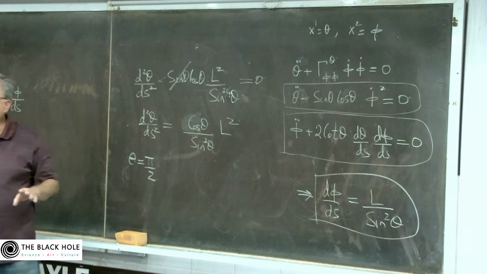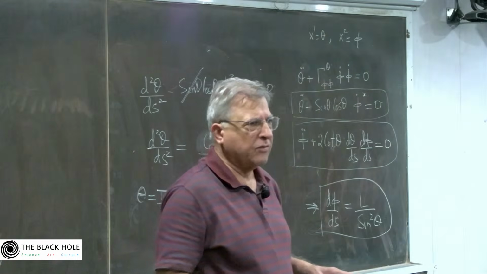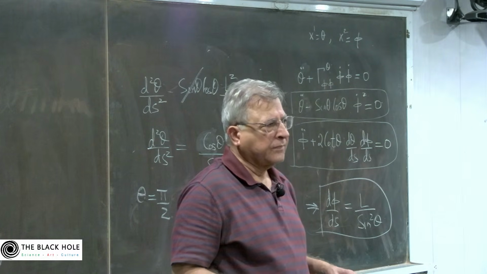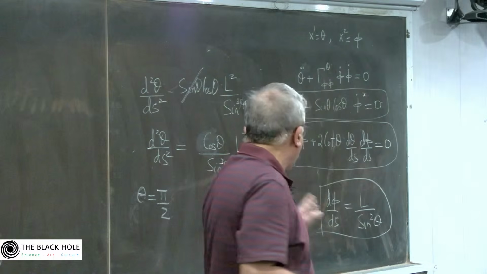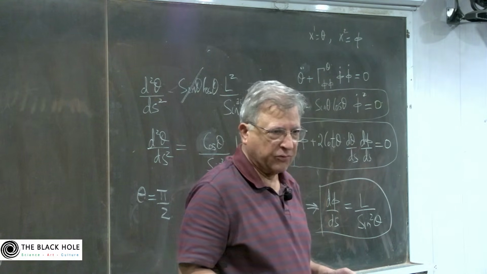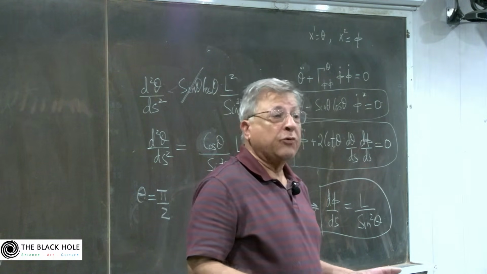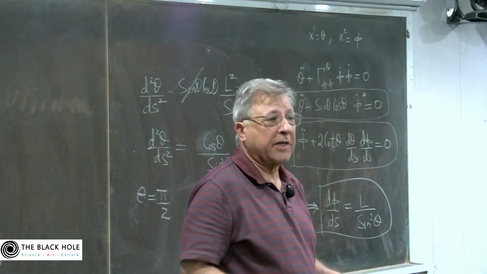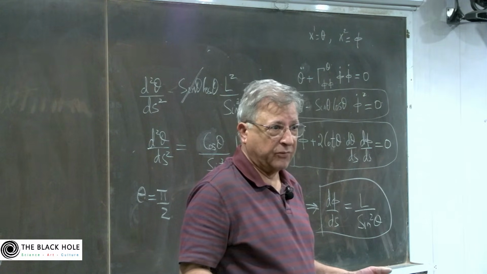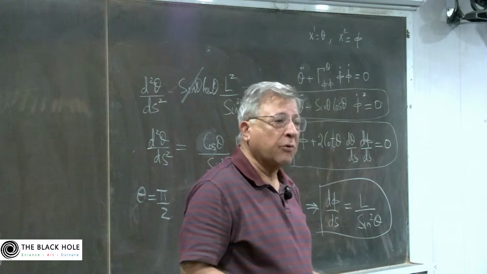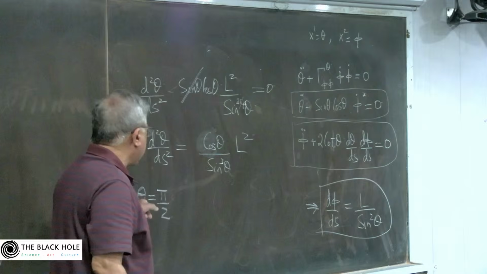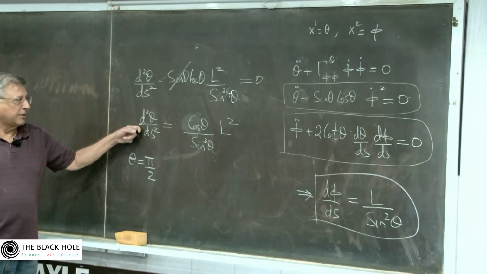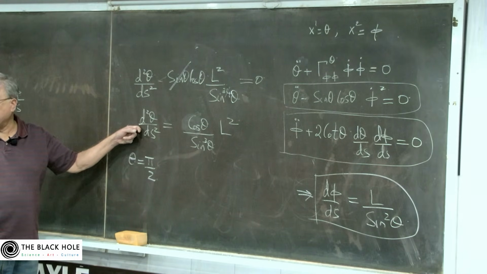Which means that if I start off with 0 velocity, so ds by dt is 0, d theta by ds is equal to 0, then d2 theta by ds squared, the second derivative, will be equal to 0, which means it's not going to change its value of theta, and hence theta equals pi by 2 is a solution of this equation.